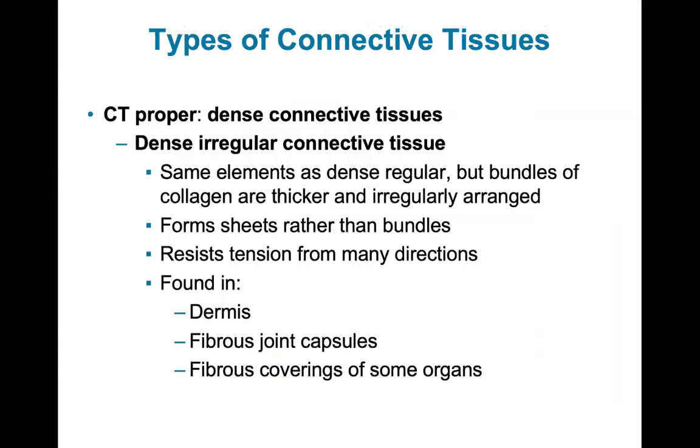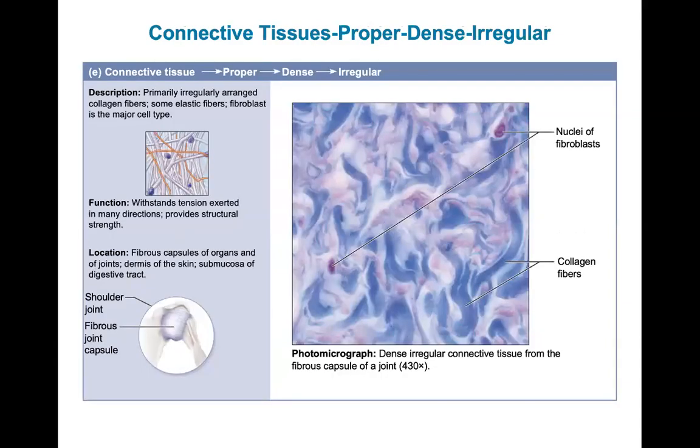In some of your joints where you have more range of motion, you probably will not have dense regular, but rather dense irregular. It's very similar to dense regular, except the fibers are going every which direction, which just gives you more stability in tensile strength no matter which direction you're going to pull.